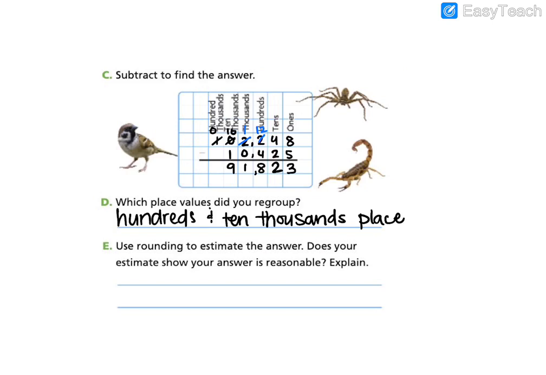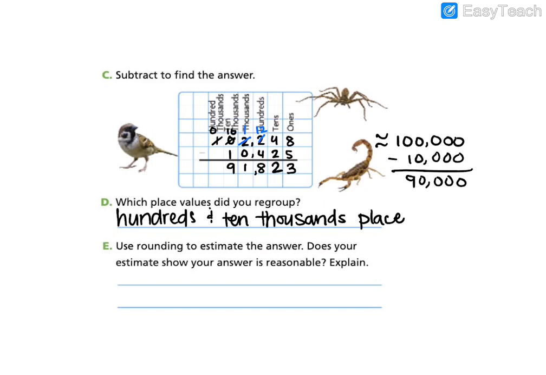Use rounding to estimate the answer. Does your estimate show your answer is reasonable? Okay, so I'm just going to go right over to the side of these scorpions and spiders. Do my about sign. 102,000 is about 100,000. And 10,425 is about 10,000. So if I were to subtract 10,000 from 100,000, I know that this would be 90,000.